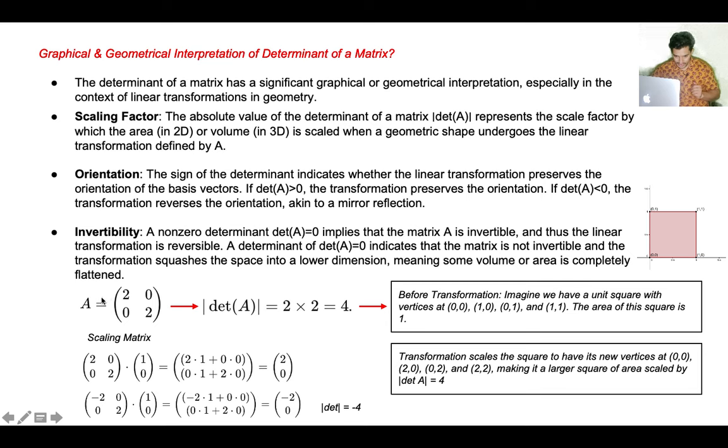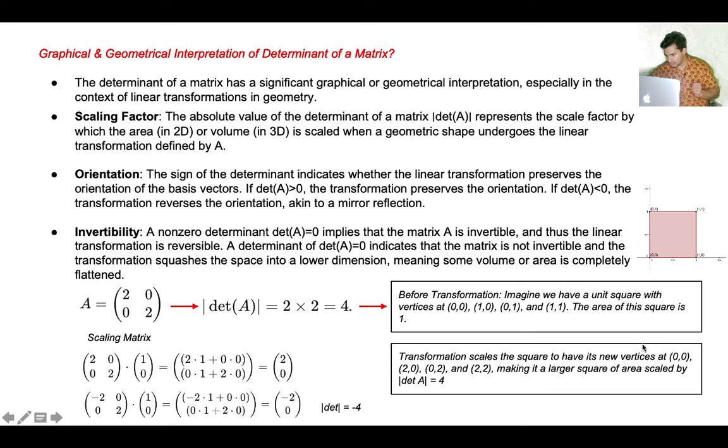defined by A. So A is the matrix and we define a unit square in coordinate space of the xy axis. So the points will be 0, 0, 0, 1, 1, 0 and 1, 1. Now when we transform each point 0, 0, 1, 0, 0, 1 and 1, 1 through the matrix, the point 1, 0 becomes 2, 0.